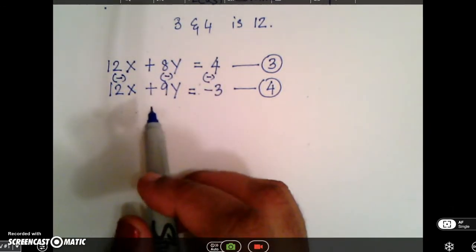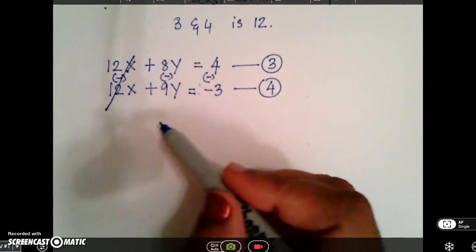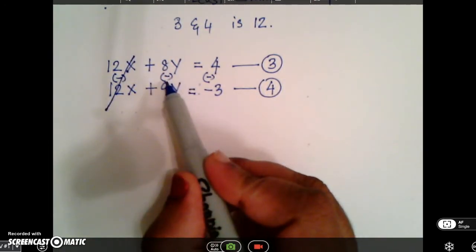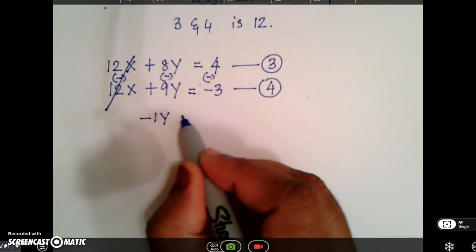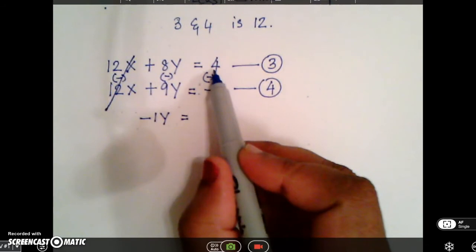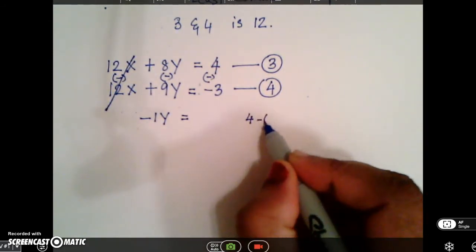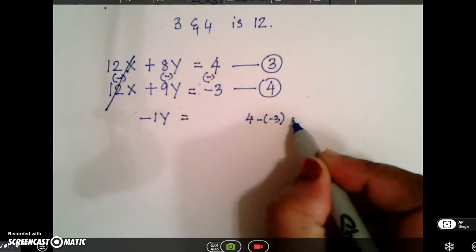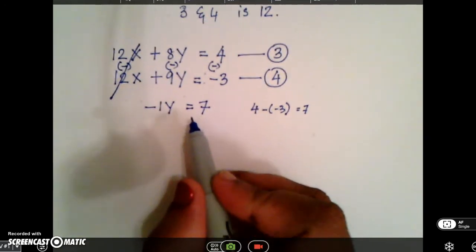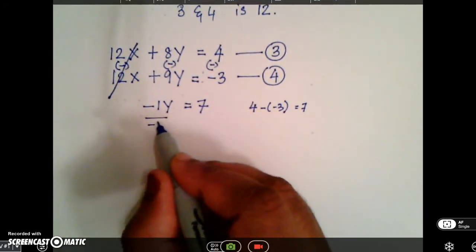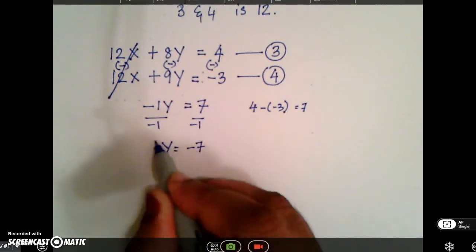Integer addition subtraction, very important. 12x minus 12x gets eliminated. 8y minus 9y will give me a negative 1y equal to 4 minus negative 3. 4 minus negative 3 will give you a positive 7. So negative 1y is positive 7. So divide by negative 1, I got y is equal to negative 7.